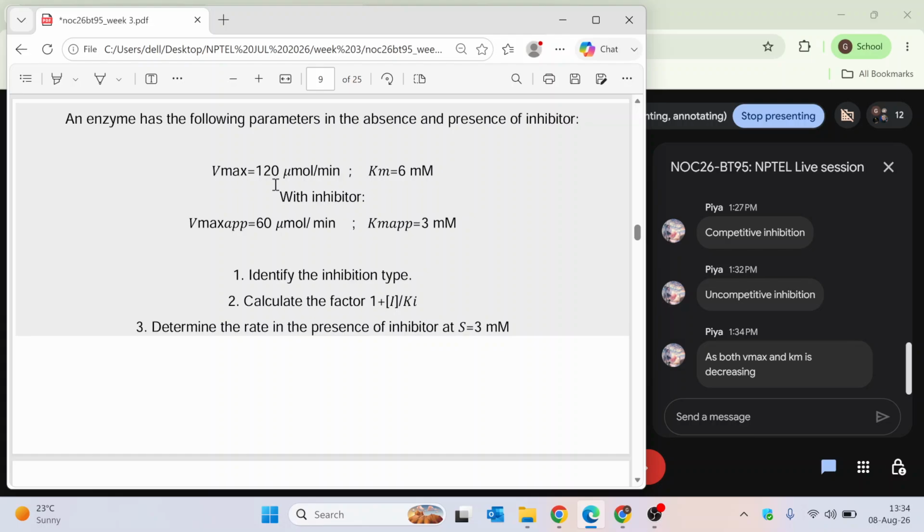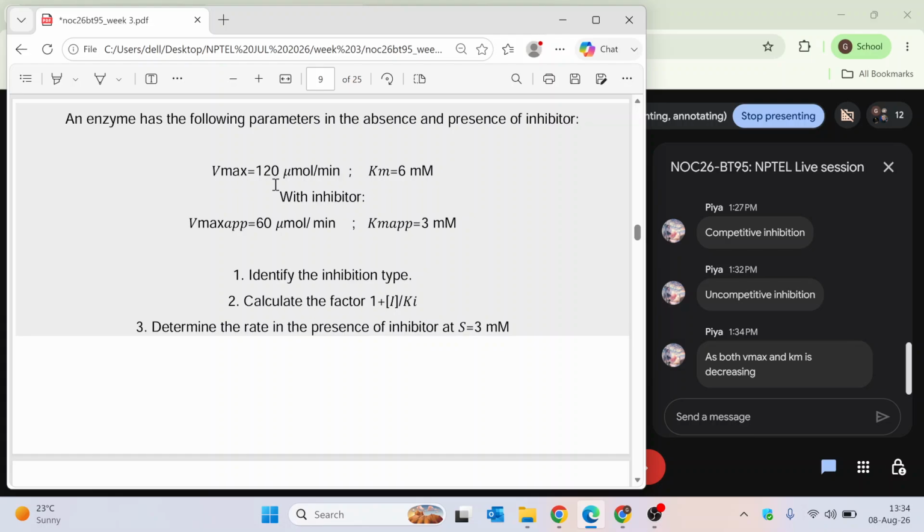Exactly. So in uncompetitive inhibition, you know that both your Vmax and Km values are getting lowered. So you can see that the Vmax is reducing by a factor of 2 and your Km is also reducing by a factor of 2, which is a typical scenario in which uncompetitive inhibition happens.